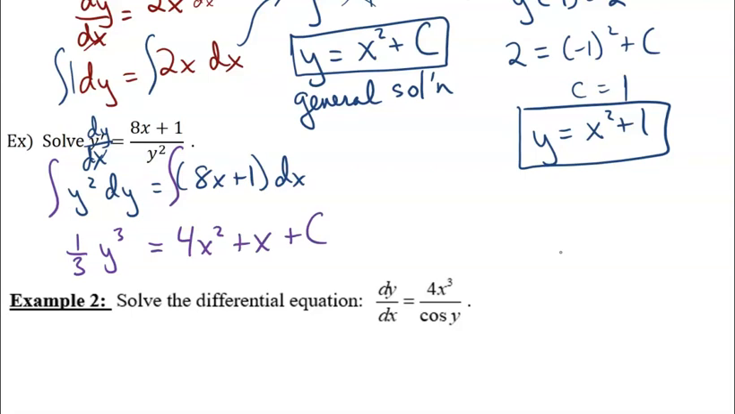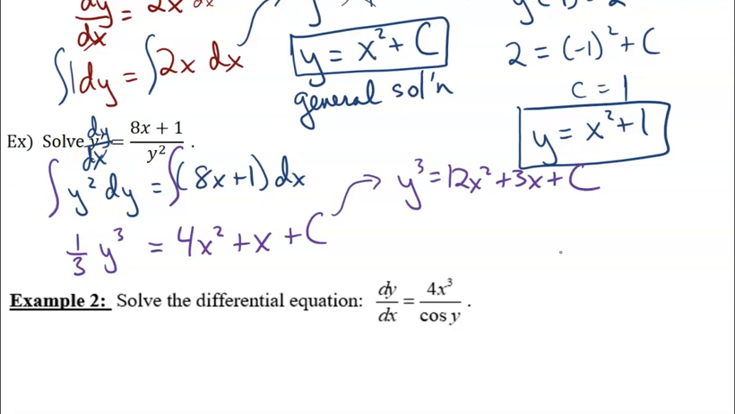Now I want to solve for y, so I'm going to multiply both sides by 3. So I get y cubed equals 12x squared plus 3x plus, now any constant multiplied by 3 can still be any constant. So I'm just going to leave this as c. If you put a 3c there, it would not be wrong. You're not going to see that on a multiple choice answer anywhere though. You're just going to have a constant.